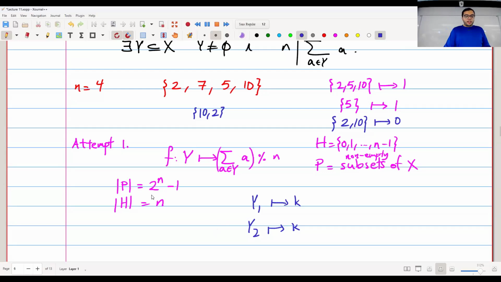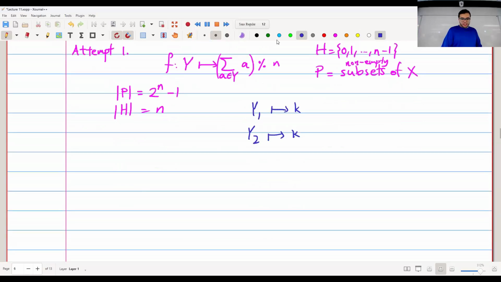So maybe I shouldn't take all of these pigeons. Maybe I should just choose some of the pigeons. And I want to choose subsets such that any two chosen subsets have, again, this property that one of them is a subset of the other. Okay, so this is going to be my second attempt at this problem. So let's do attempt 2.